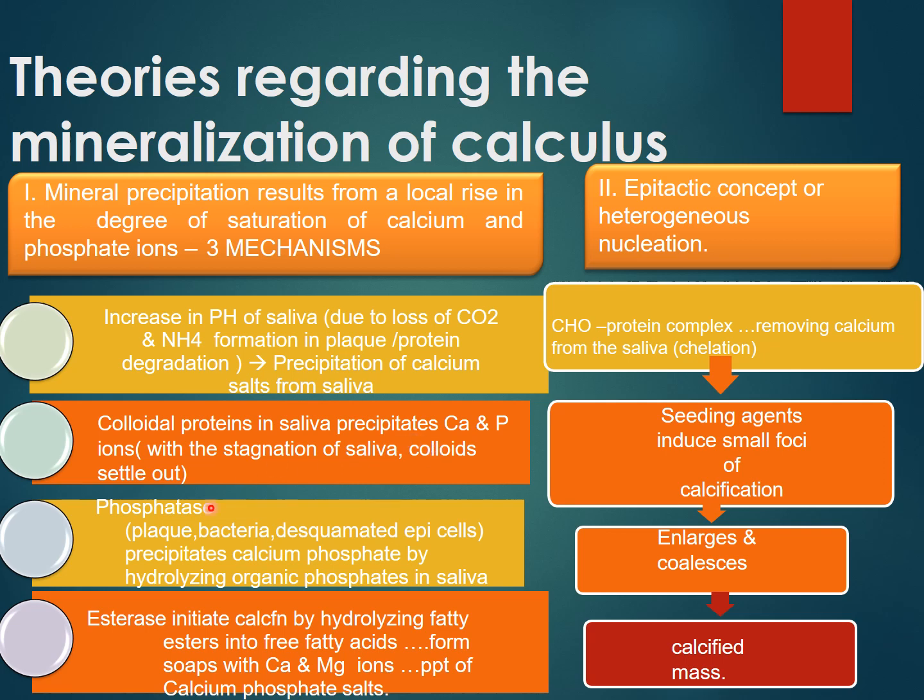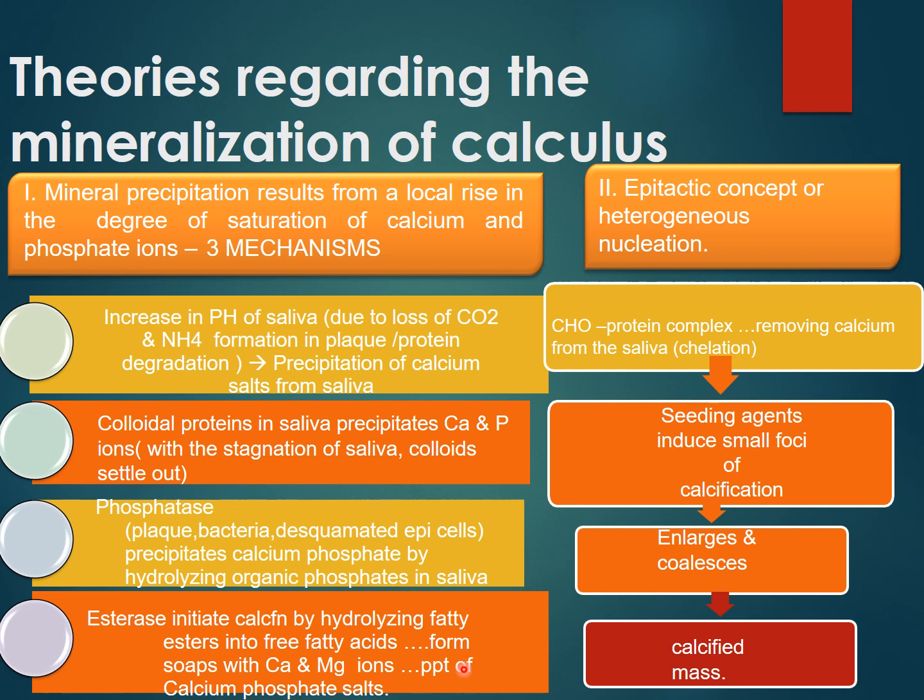The third one is by phosphatase and esterase. Phosphatase is present in the plaque, bacteria, and desquamated epithelial cells present in saliva, and it precipitates calcium phosphate by hydrolyzing organic phosphates in saliva. And esterase initiates calcification by hydrolyzing fatty esters into free fatty acids, which form salts with calcium and magnesium ions, and this leads to the precipitation of calcium and calcium phosphate salts.